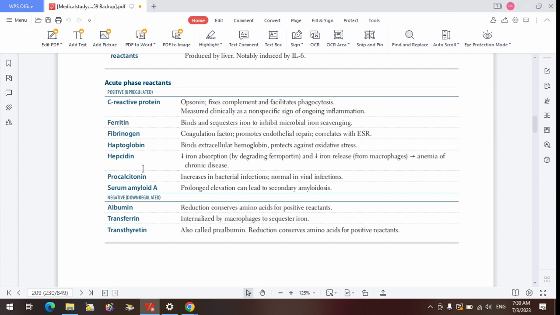Dr. Precious, sorry to cut you, please. I thought ferritin is the storage form of iron in the body, am I mistaken? Yes, you are right. Storage form, yeah, that's what I said. So how is it now binding and sequestering iron again?